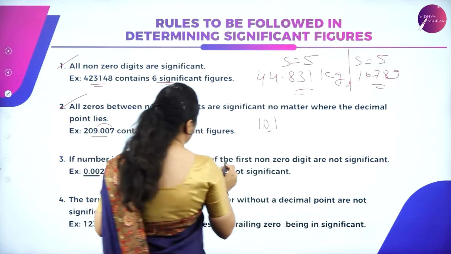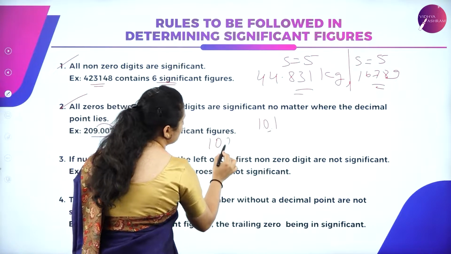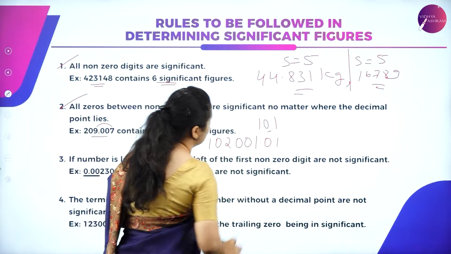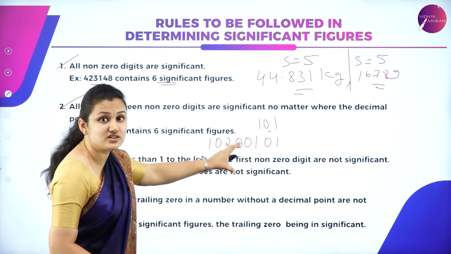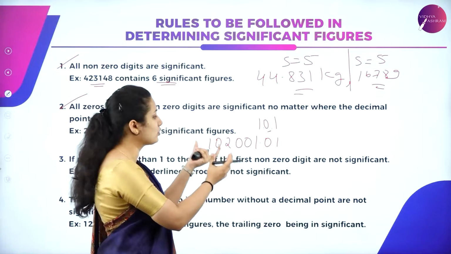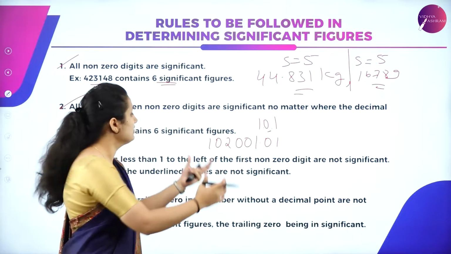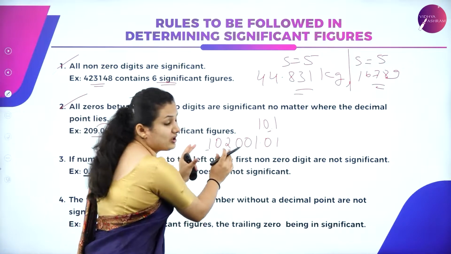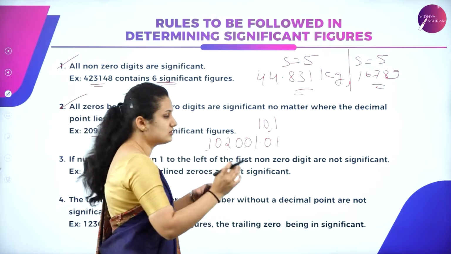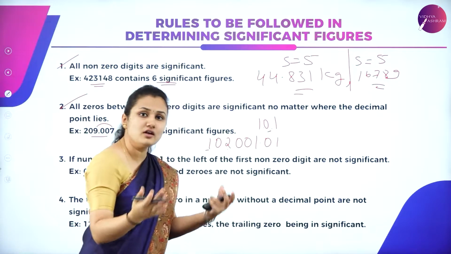For example, consider I have 102.001.01. You can see so many zeros coming here. So my 0 has significance in rule 2. What does it say? 0 between two non-zero digits. 1 and 2 are non-zero digits. 2 and 1 are non-zero digits. Again 1 and 1 are non-zero digits.